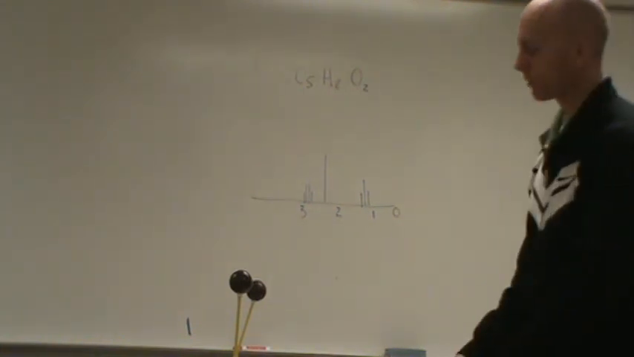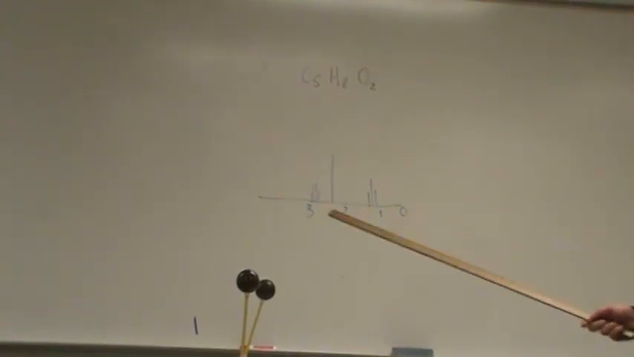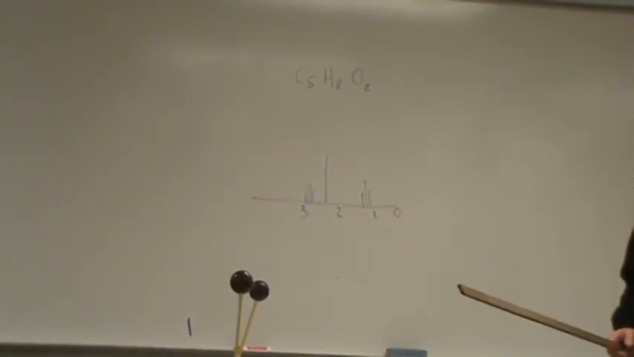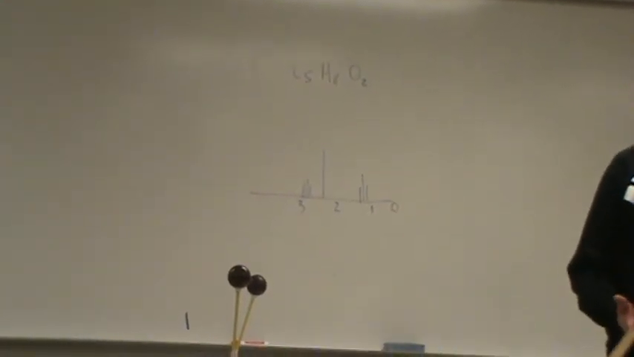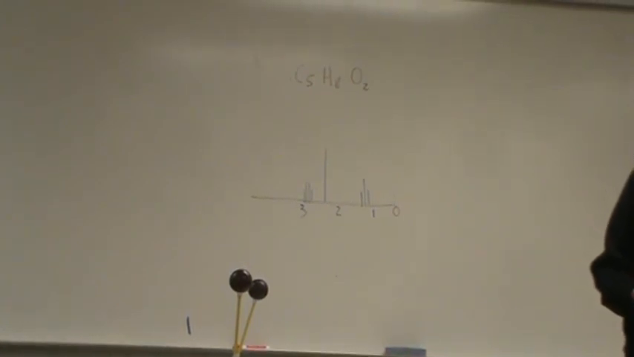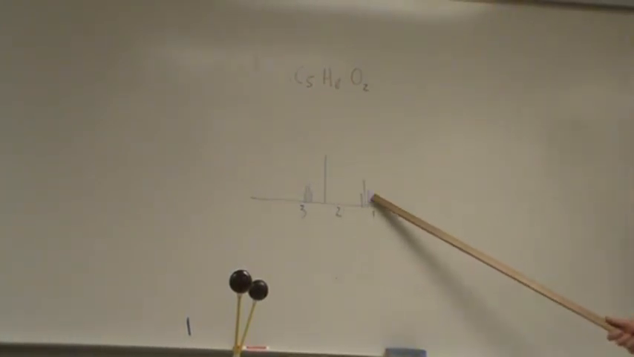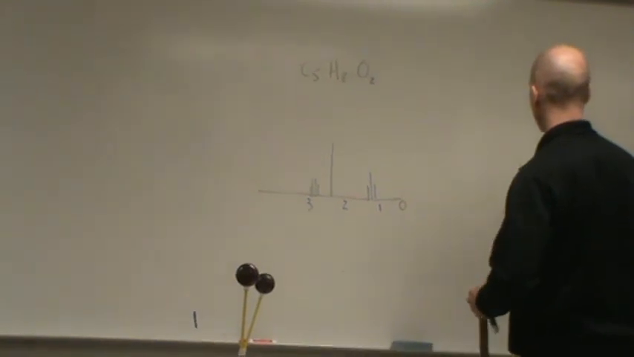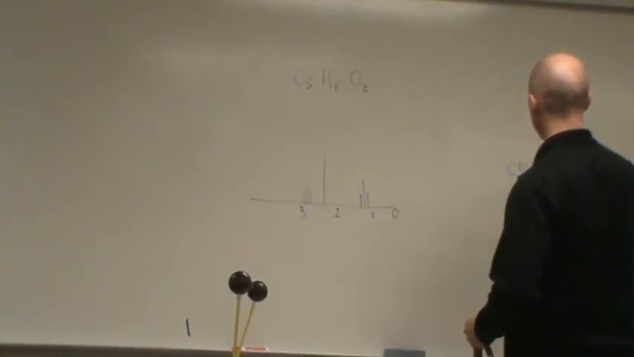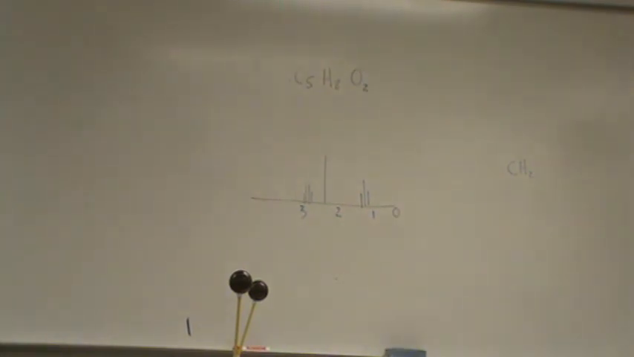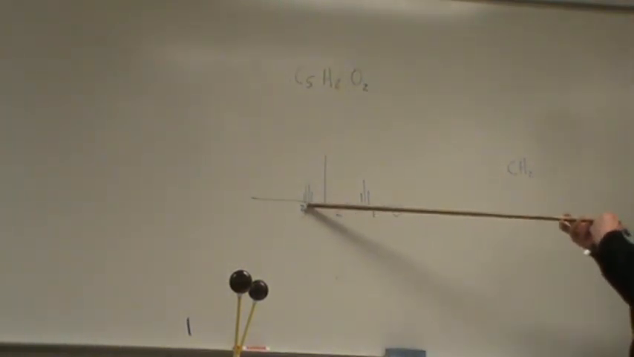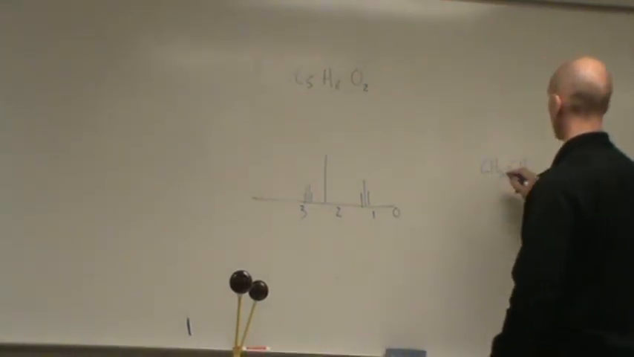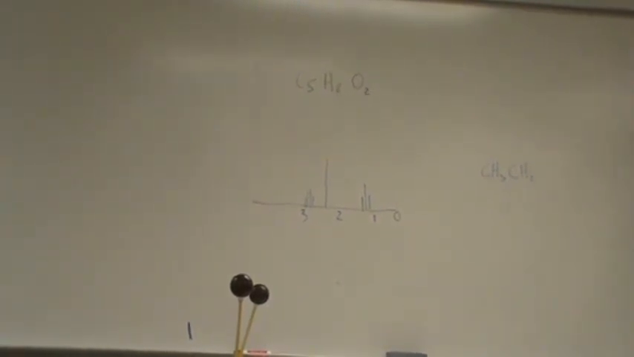Okay, so let's tackle this one. I have 3 signals. I have a triplet, a singlet, and a quartet. Now let's just work on what the splitting tells me, the pieces that I have. What piece does this tell me I have? CH2, so I'll just write it down. What piece does this tell me I have? CH3, so I bet that CH3 and the CH2 are next to each other. They're splitting each other. See that?